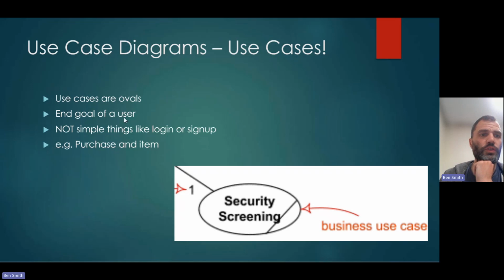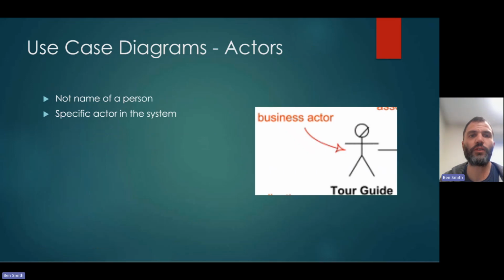It shows the end goal of a user. And it shouldn't necessarily be simple things like login or sign up. Sometimes there are certain things that can be assumed that may need to be done by a user that are part of a bigger process. But it could be something like purchase an item, but you don't need to show that you've logged in or signed up for that. And then you've got actors or users.